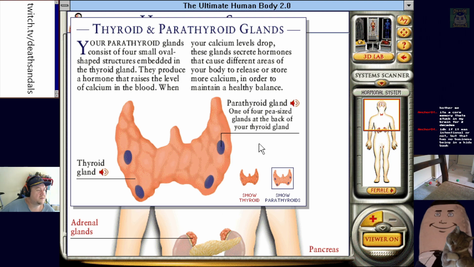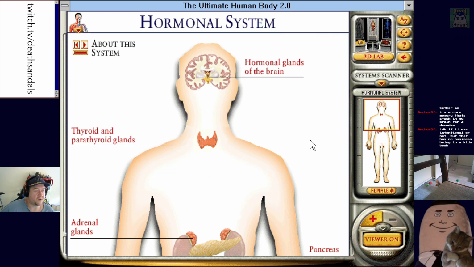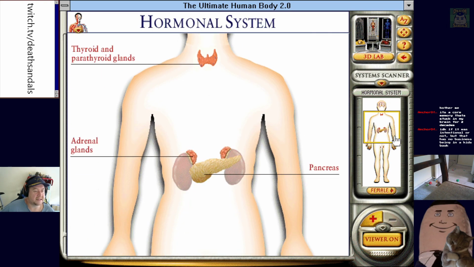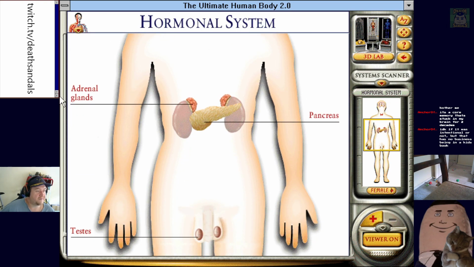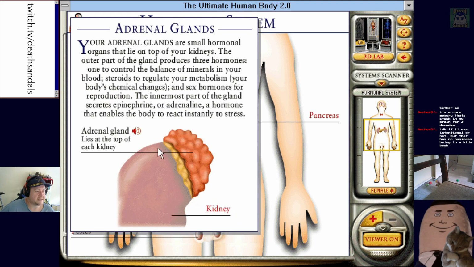So what do these do? Produce a hormone that raises the level of calcium. When your calcium levels drop, these glands secrete hormones that cause different areas of the body to release and store more calcium in order to maintain a healthy balance. Okay. Oh, that's where the adrenal glands are. Really? Adrenal glands. On your kidneys. Huh. I was not aware of that. Yep. Sex hormones for reproduction. There certainly are.